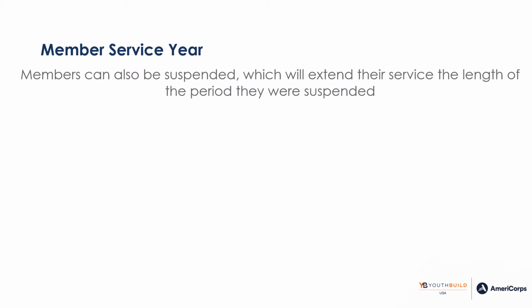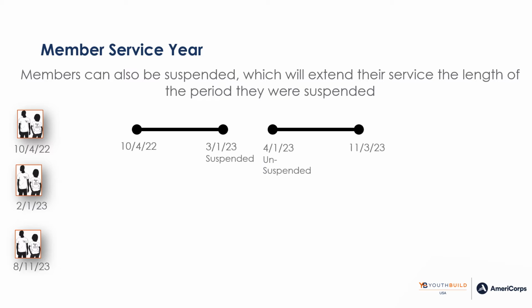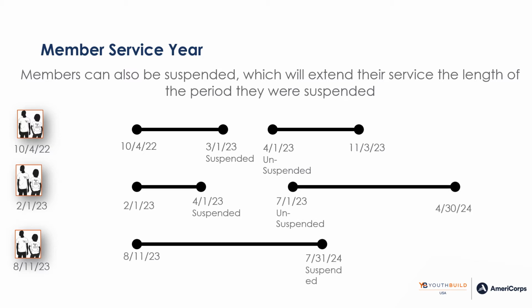Another thing to be aware of are suspensions. Suspensions are a period of time where the member ceases their service with the intention of resuming their service at a later date. Suspensions effectively add the length of the suspension to the end of their member service year. For example, our October 4th, 2022 cohort is suspended for a month from March 1st to April 1st. This means that month of time is added to the end of their service term, extending it to November 3rd of 2023.